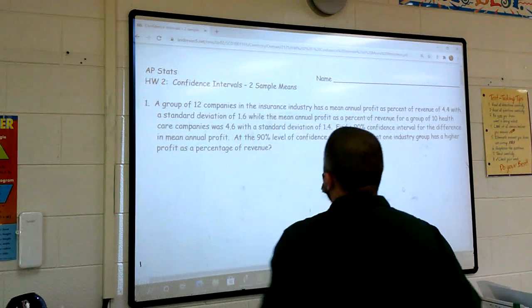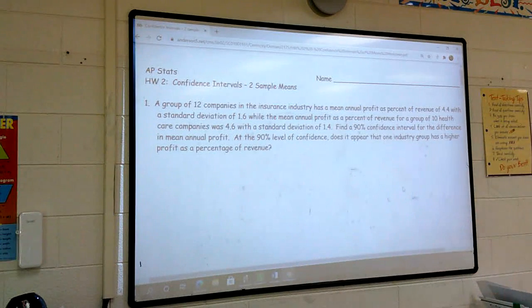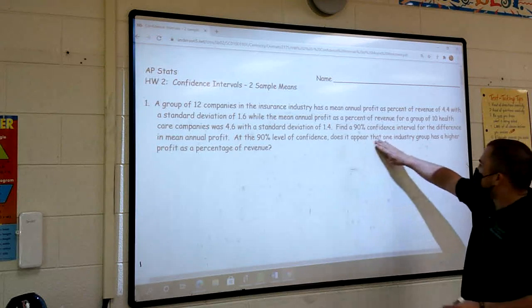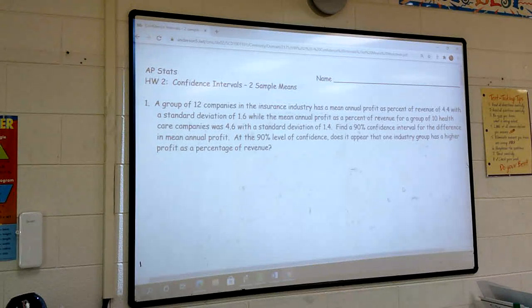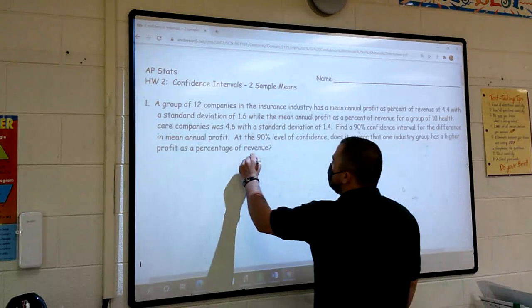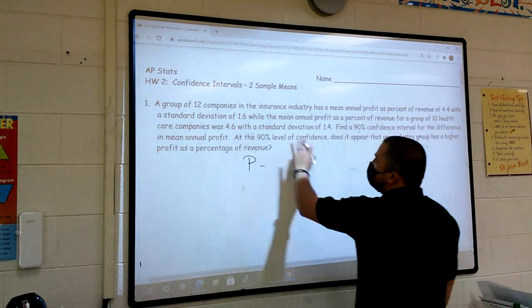And then it says, at the 90% level of confidence, does it appear that one industry group has a higher profit as a percentage of revenue? So basically, after we find that interval, we're asking: is that interval all positive, all negative, or is zero possibly included in the interval? If zero is possibly included, then we can't say that one group has a higher profit. But if zero is not in the interval, then we can maybe say which group would have a higher profit. All right, so we'll start with P.